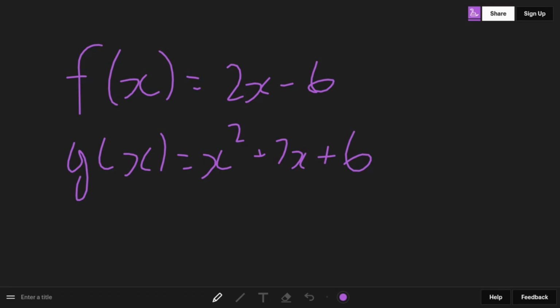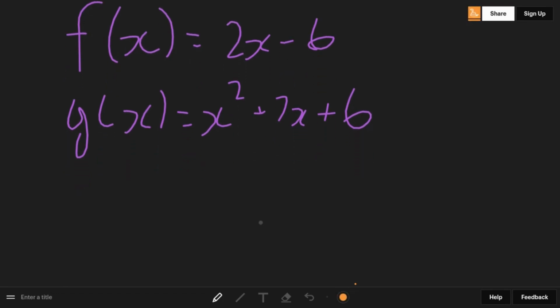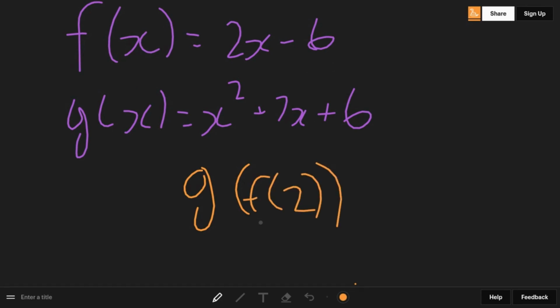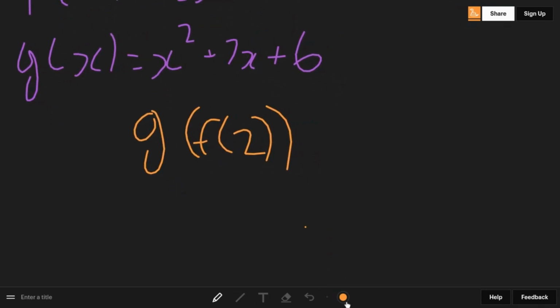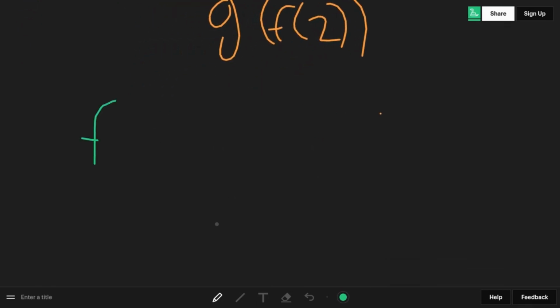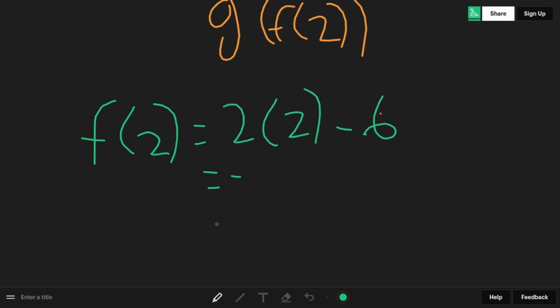And so typically you'll see something like this: g of f of 2, which basically means we're going to find f of 2 and plug that value into g of x. So let me show you how we do it. We'll take f of 2 first, and we'll find out that f of 2 is just 2 times 2 minus 6, which is negative 2.